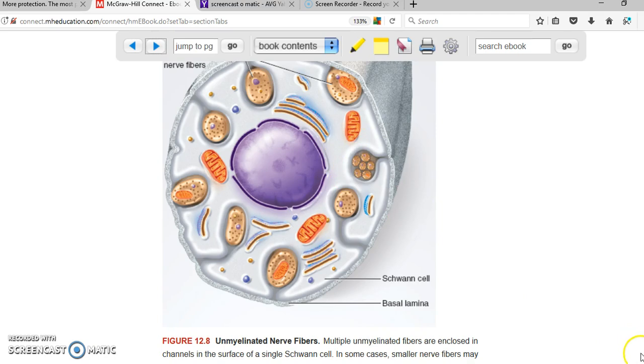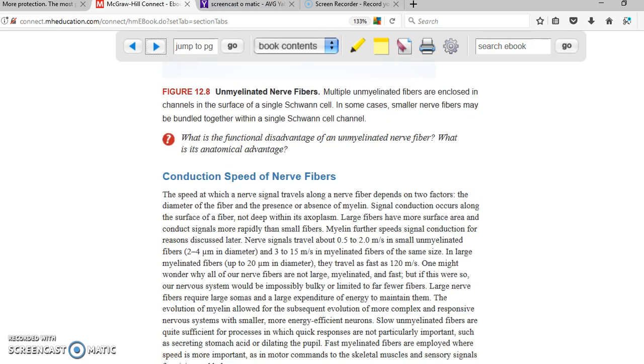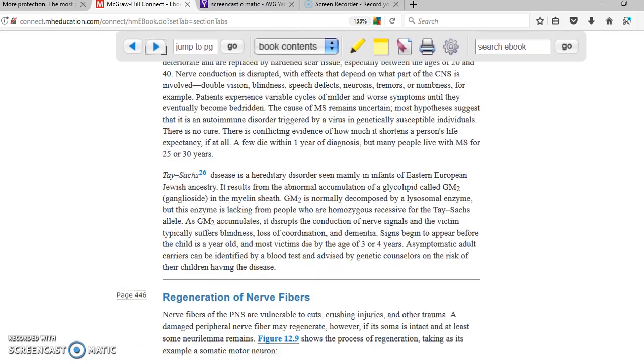Okay? The main difference is that one of them is faster than the other when it transfers the information to your brain. That's why you have in here the topic, conduction speed of nerve fibers. Which one is faster? The myelinated. Which one is slower? Unmyelinated fibers. We're going to see that later on.